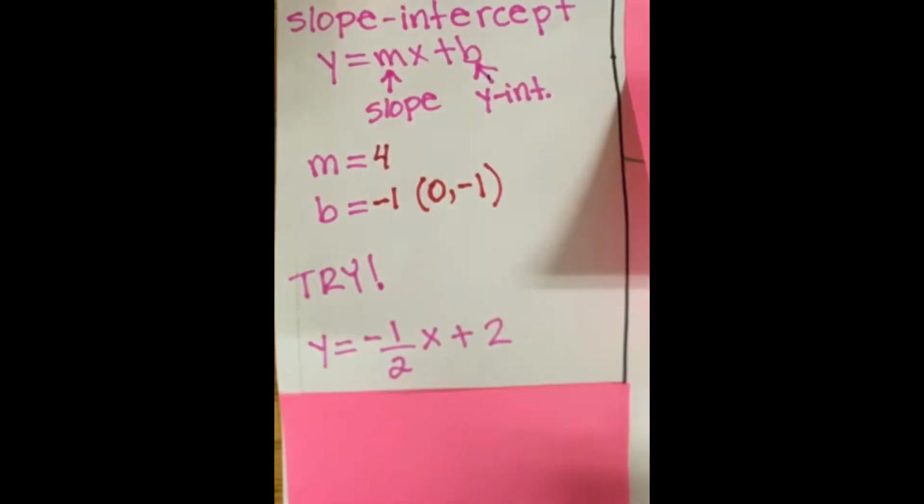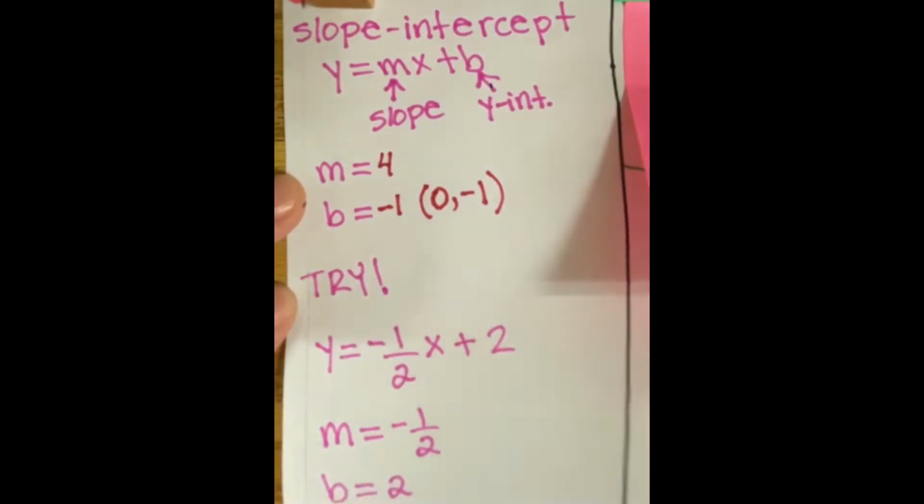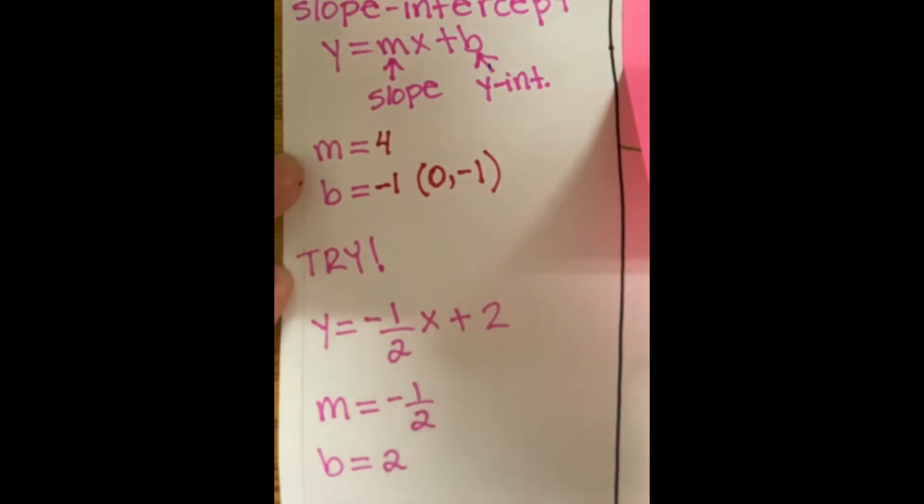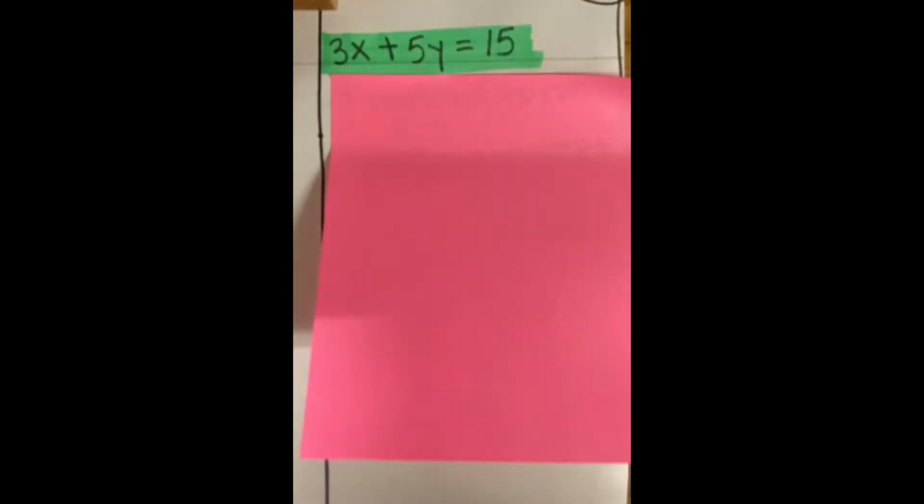So here's your try problem. And so the answer is m, your slope is -1/2, and your b is 2. Let's look at the second example.